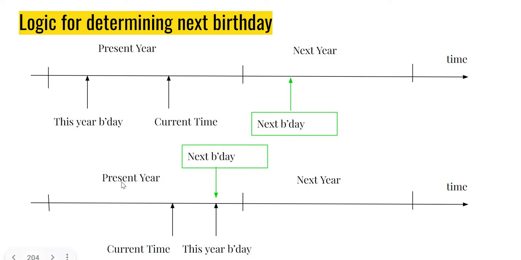On the other hand, let's say my current time is here, and this year's birthday is after the current time, which means that yes, it's in the same year. Remember, this year's birthday has to be in the same year, but this has not yet come. So for example, if today is 23rd November and somebody's birthday is, let's say, in December, then the situation holds, in which case the next birthday is going to be just in this year.